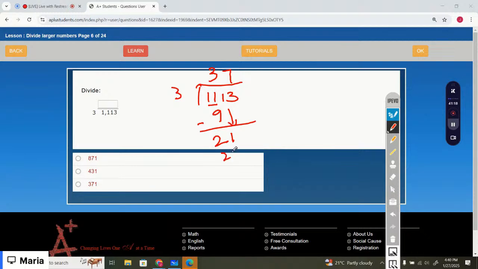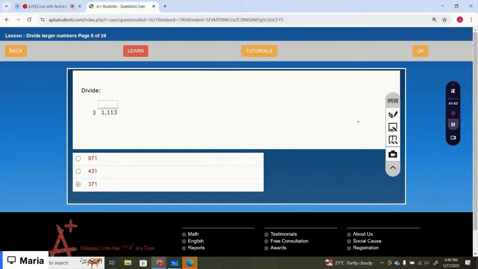You can go for that. Now you have 21 take away 21 is 0. You're left with only one digit, so you can go for 3 times 1 is 3. And 3 take away 3 is 0. Okay, you can complete the lesson by yourself later today.